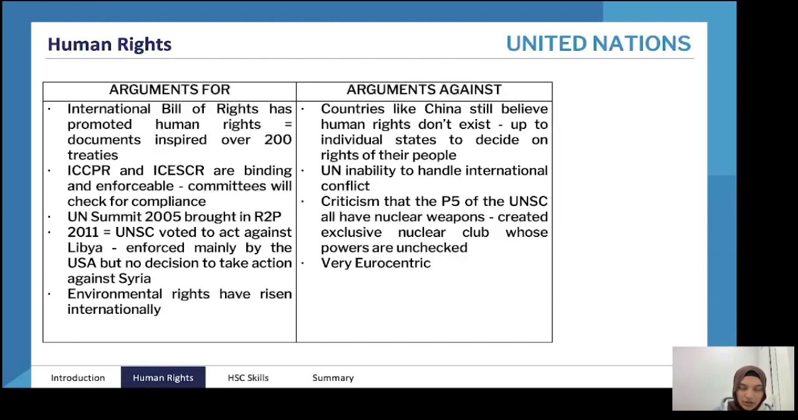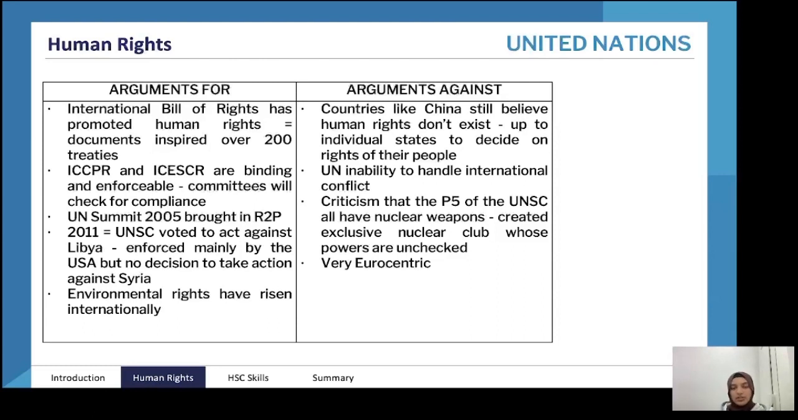Or it's a really good concept on paper, but it has been useful, but not to the extent that I'm sure many people would have liked. In 2011, the UNSC voted to act against Libya, enforced mainly by the US, but there was no decision to take action, for example, against Syria. So there's definitely areas of ineffectiveness that need to be addressed. Environmental rights have risen internationally.